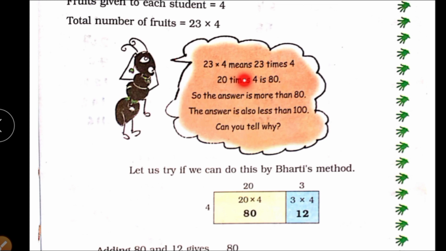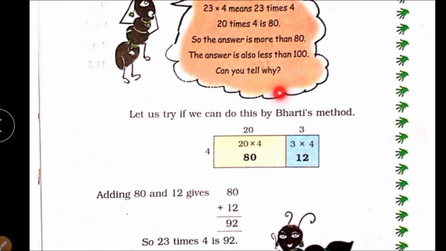So 23 multiplied by 4 means 23 times 4. 20 times 4 is 80. So the answer is more than 80. The answer is also less than 100. Can you tell why? Now let's do this by Bharti's method.